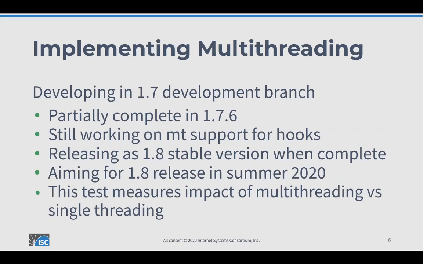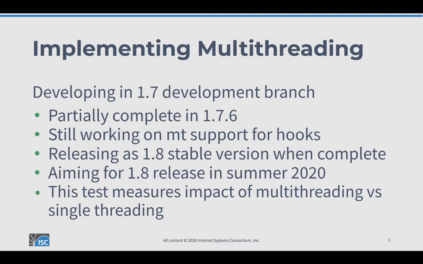So this effort for multi-threading that we've been doing, we started in the 1.7 development branch. If you don't know our versioning system, 1.6 is the current stable version, and the even numbers are the ones that we feel you are ready to use in production, while the odd numbers are intended to be for development and testing purposes.